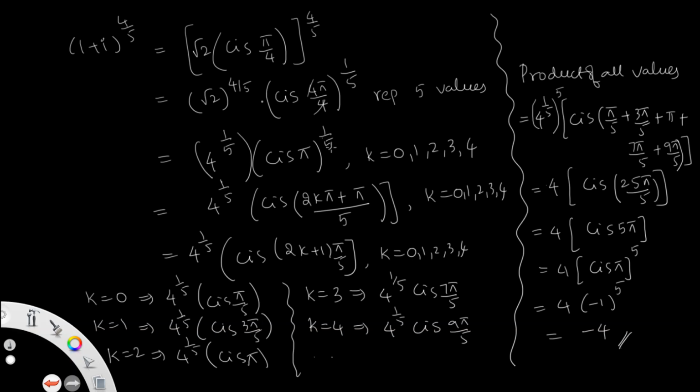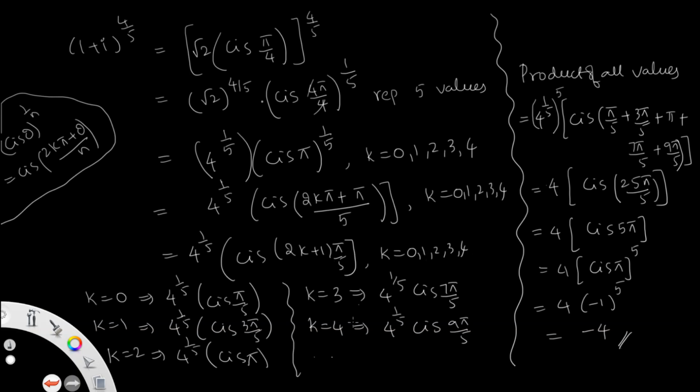So that is cis of (2k pi plus theta) by n. The formula is there: cis theta whole to the power of 1 by n, write as the formula, that is cis of (2k pi plus theta) by n. This is the nth roots of unity formula. So that is cis of (2k pi plus theta), theta means pi, n means 5, where k equal to 0, 1, 2, 3, 4. Nothing but (2k plus 1) into pi by 5, k equal to 0, 1, 2, 3, 4.